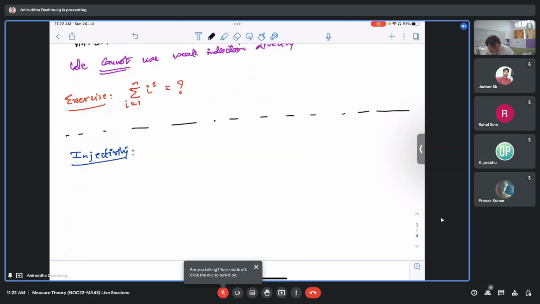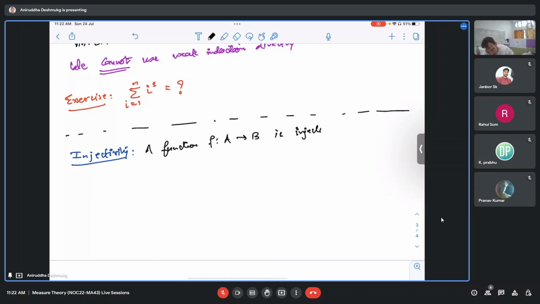So what is injectivity? A function f from a set A to another set B is injective, often called one-one, if whenever f of x1 is equal to f of x2, then x1 is equal to x2.